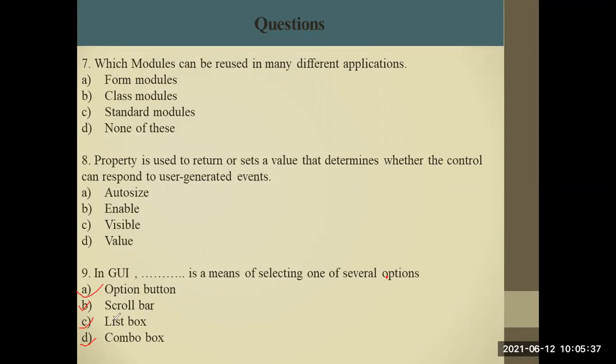Or what is the correct option for this one? So as we learned today, we only learned scroll bar. Scroll bar basically gives you a particular value at the current position. Then combo box. Combo box is nothing but a combination of text box and list box where you will take the input. So these two cannot be the answer. So we are only left with the first and third one.